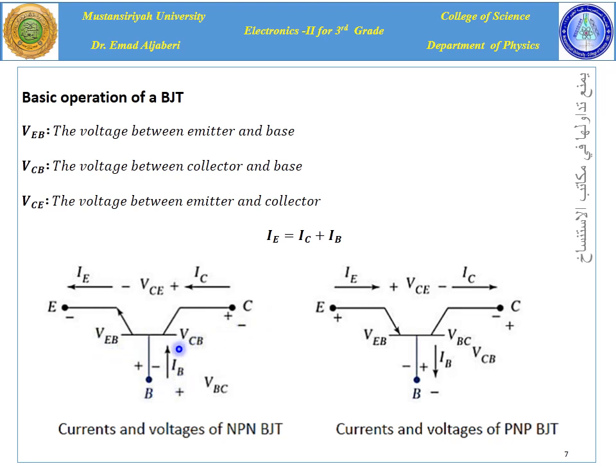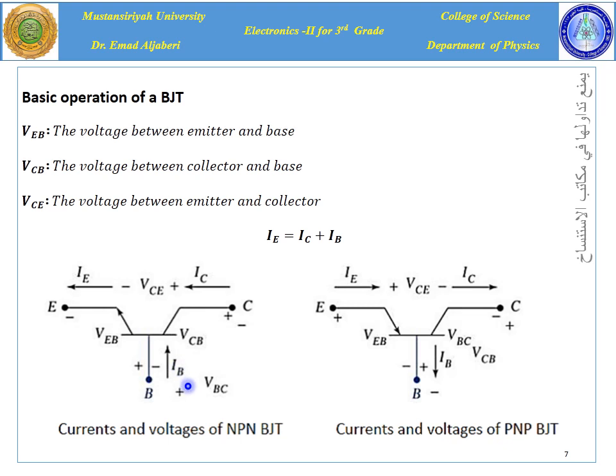There are also three types of currents: I sub E, the emitter current, I sub B, the base current, and I sub C, the collector current. The difference between the NPN transistor and PNP transistor is the direction of these currents.